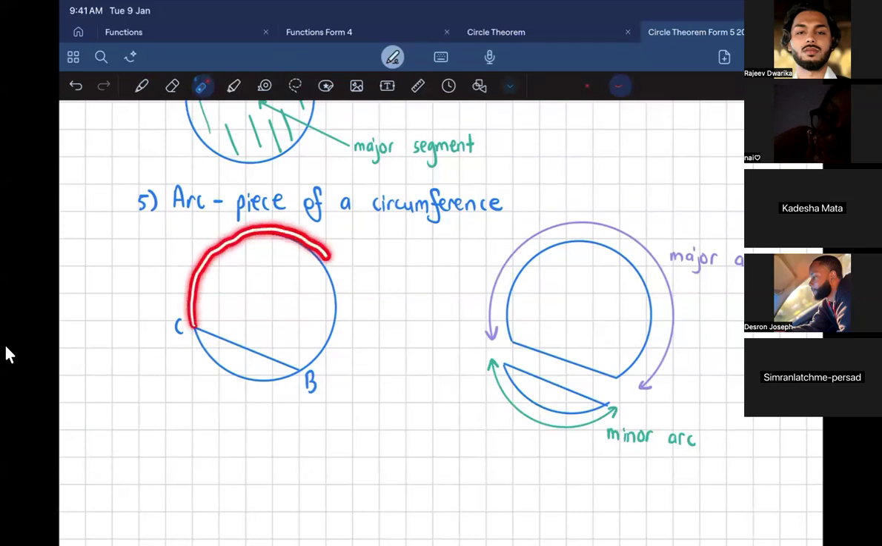So this would be the major arc, and this would be the minor arc.